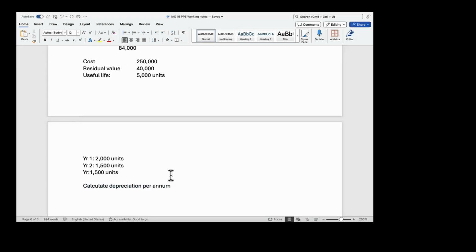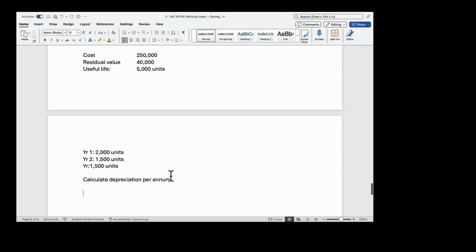In fact, what method can this one work with? Is it the straight line? Is it the reducing balance? Which method? So what I know for sure is this. Depreciation is a systematic allocation of the cost or depreciable amount of an asset. I know that formula clearly. Because I know that formula clearly, I know that all I'm doing is just to spread or allocate the cost or depreciable amount.